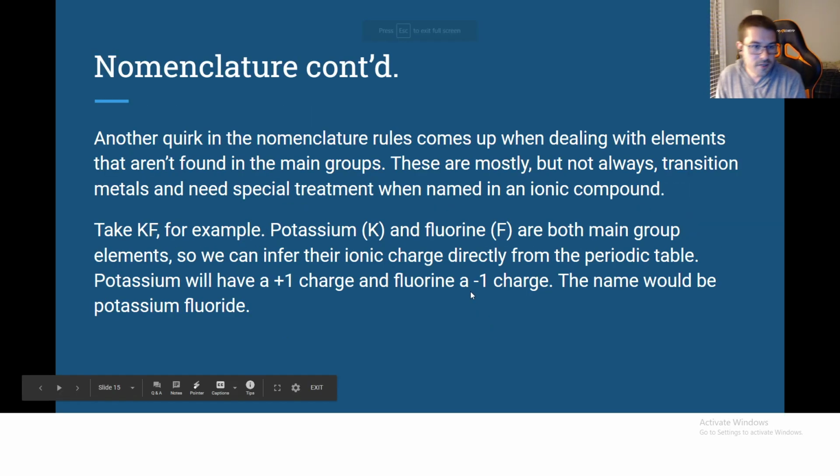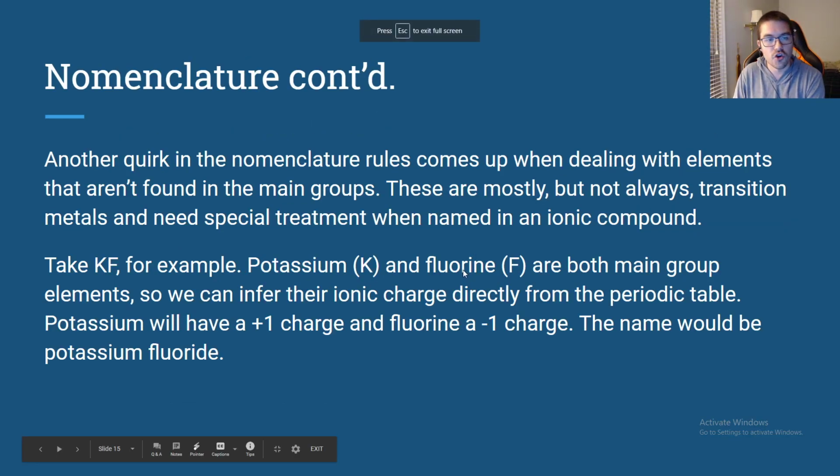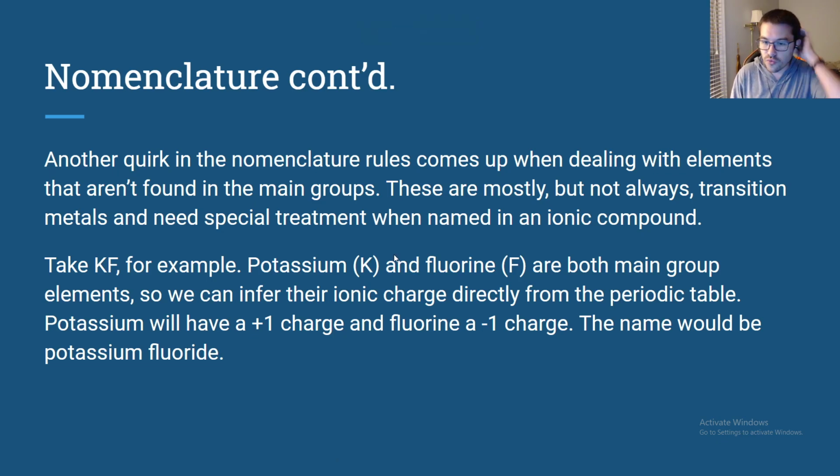One last thing on nomenclature has to do with transition metals. Another quirk in the nomenclature rules comes up when dealing with elements that aren't found in the main groups.